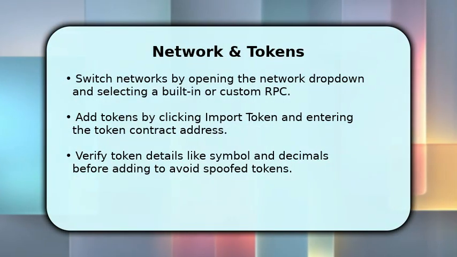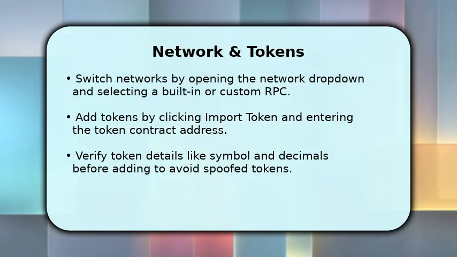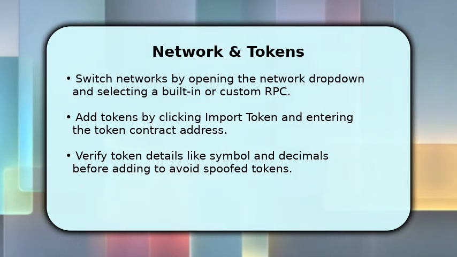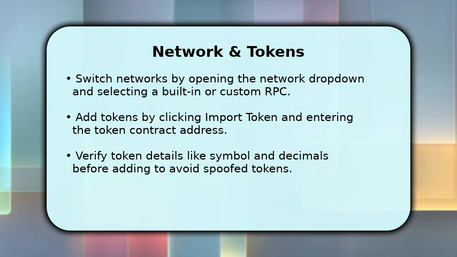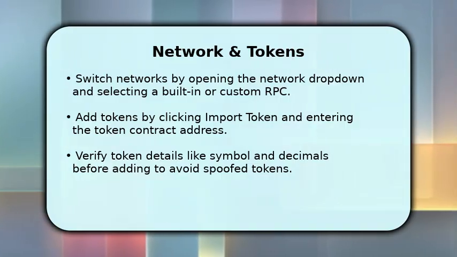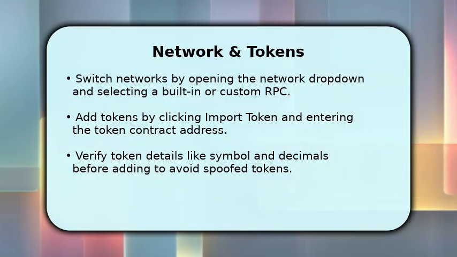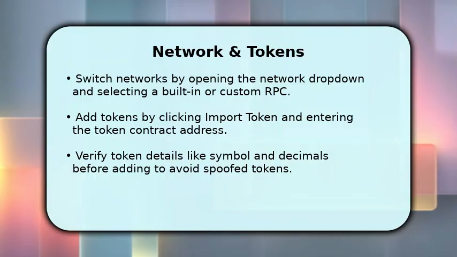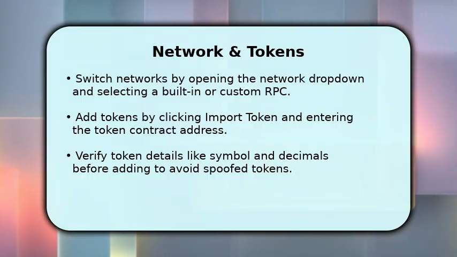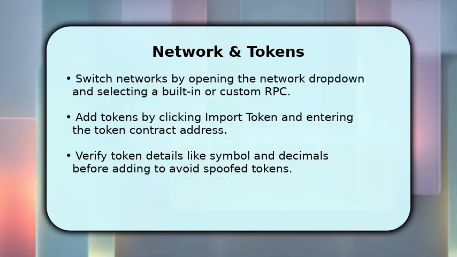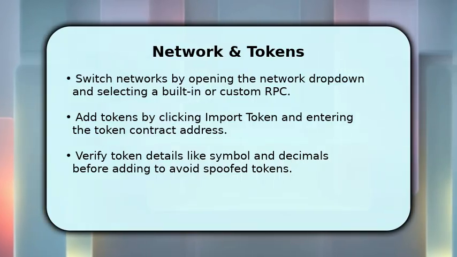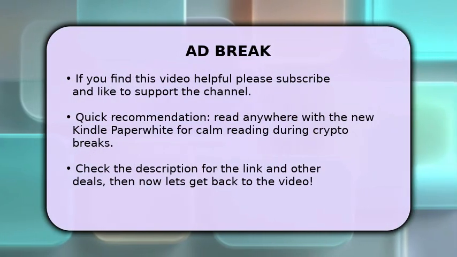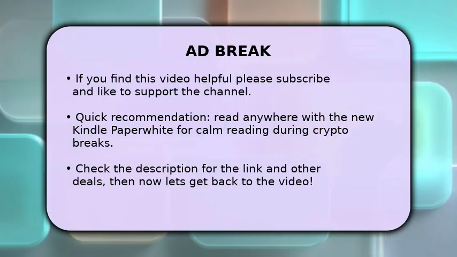To add a network, use the network selector and choose, or add a custom RPC URL, chain ID, and symbol. For tokens, use the import token flow and paste the contract address to display balances correctly. Always double-check contract addresses from official sources and enable test networks if you need a sandbox to practice without risking real funds.